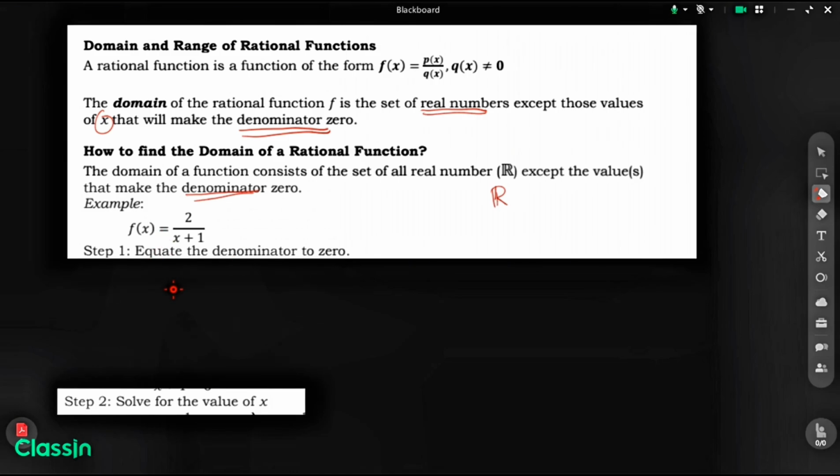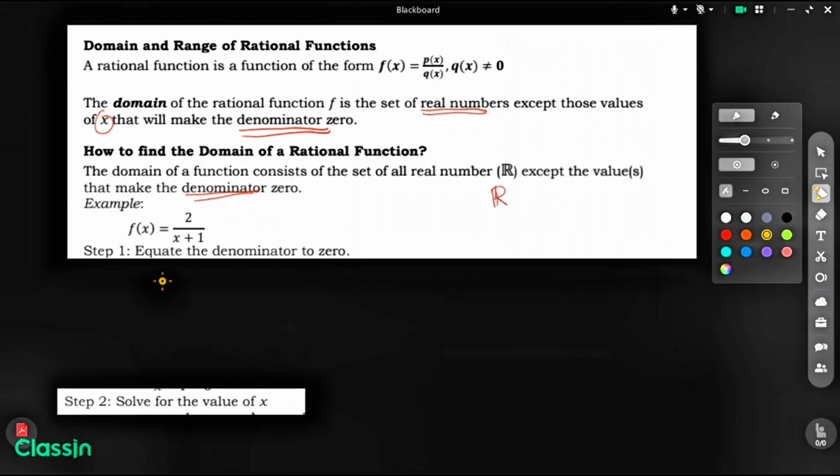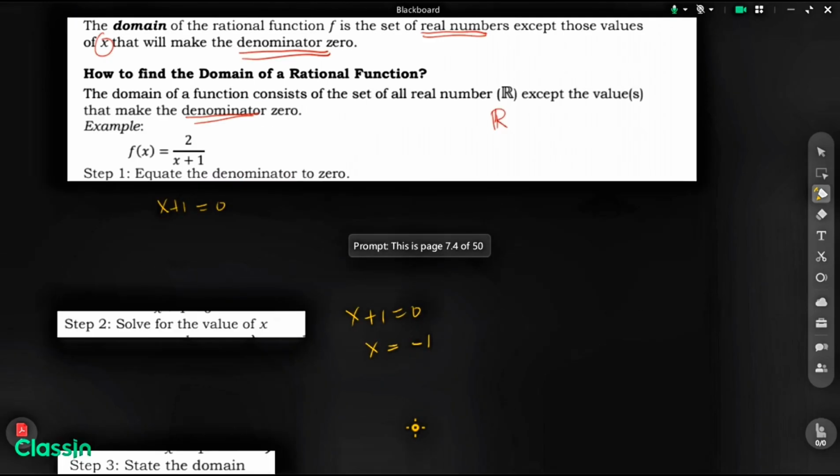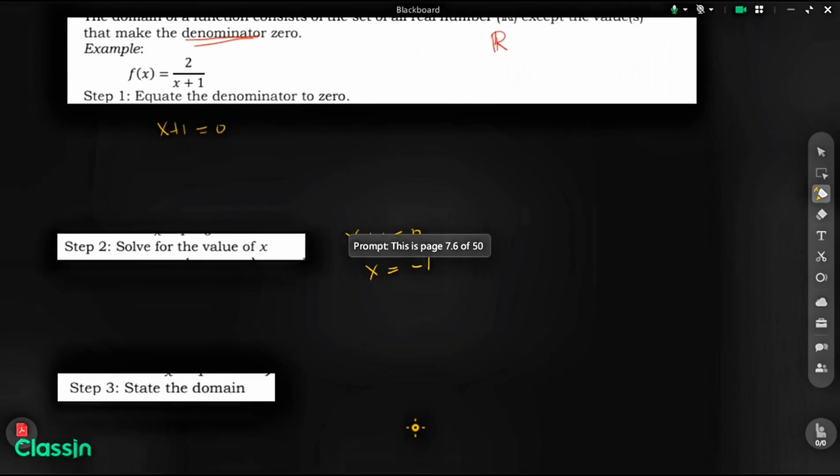So let's equate the denominator to 0. X plus 1 is our denominator, and we equate it to 0. And of course, step 2, we need to solve for the value of x. So x plus 1 is equal to 0. So our x will be negative 1. With that, we can state the domain.